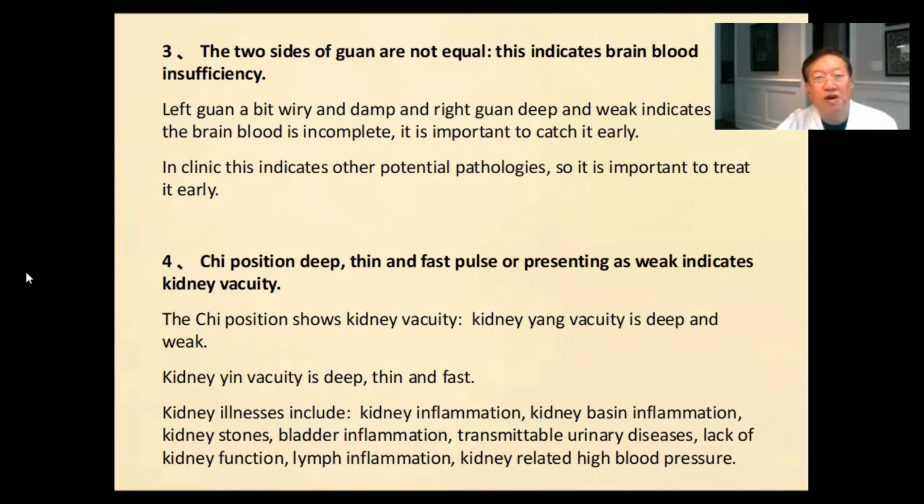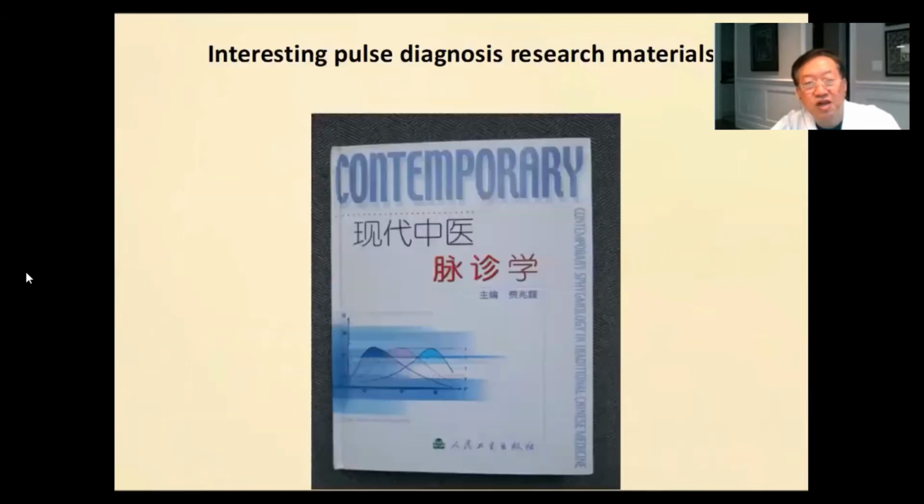Kidney illnesses include kidney inflammation, kidney basin inflammation, kidney stones, bladder inflammation, transmittable urinary diseases, lack of kidney function, lymph inflammation, kidney-related high blood pressure. Interesting pulse diagnosis research materials. Pictured: contemporary Chinese medicine, study of the pulse.